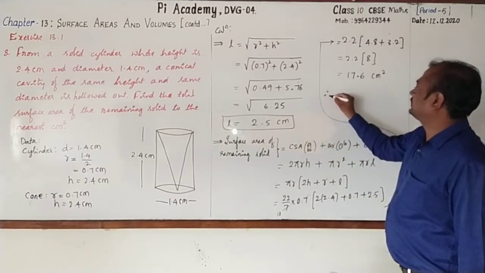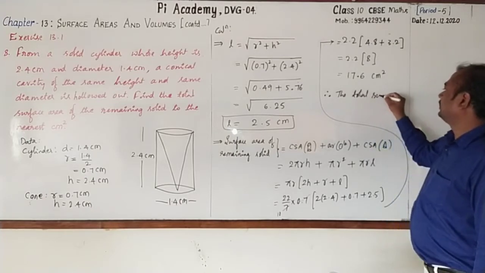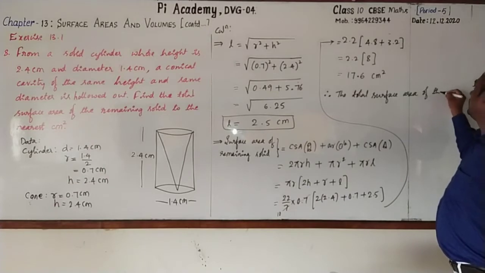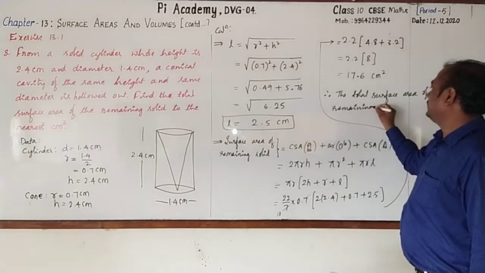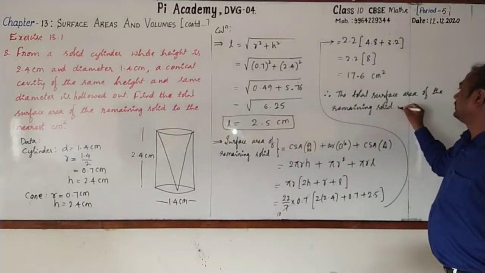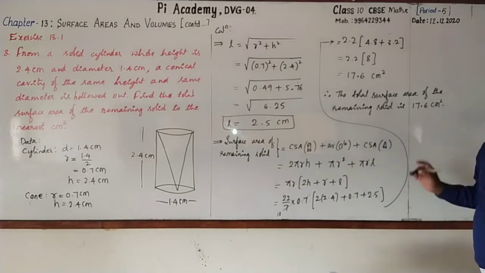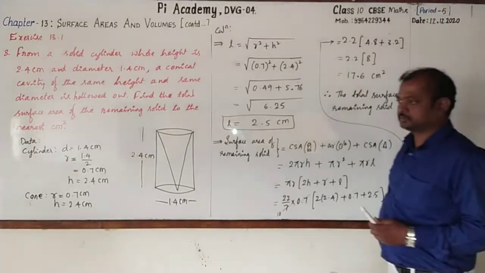So let me write the conclusion. Therefore, the total surface area of the remaining solid is 17.6 centimeters square. Got it? Please go for copying this.